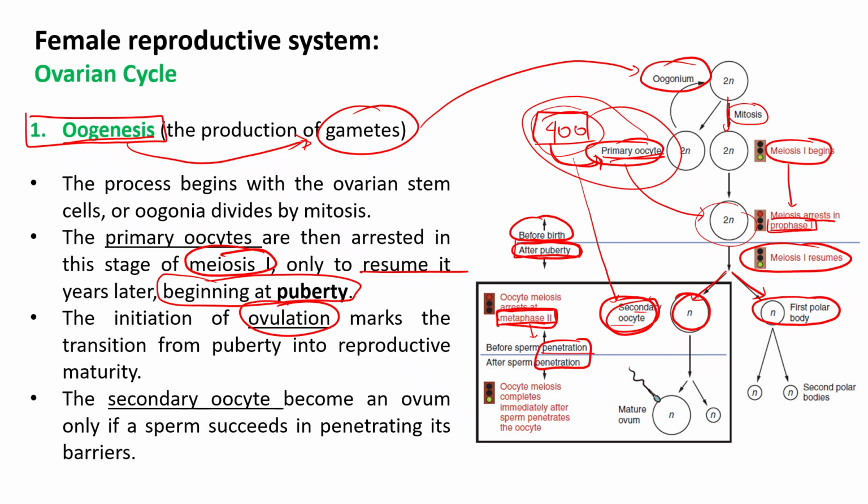If there's fertilization, meaning the sperm penetrates the secondary oocyte, in that specific moment the secondary oocyte completes meiosis 2. That is the moment in which you will have the formation of another polar body, but then a mature ovum.